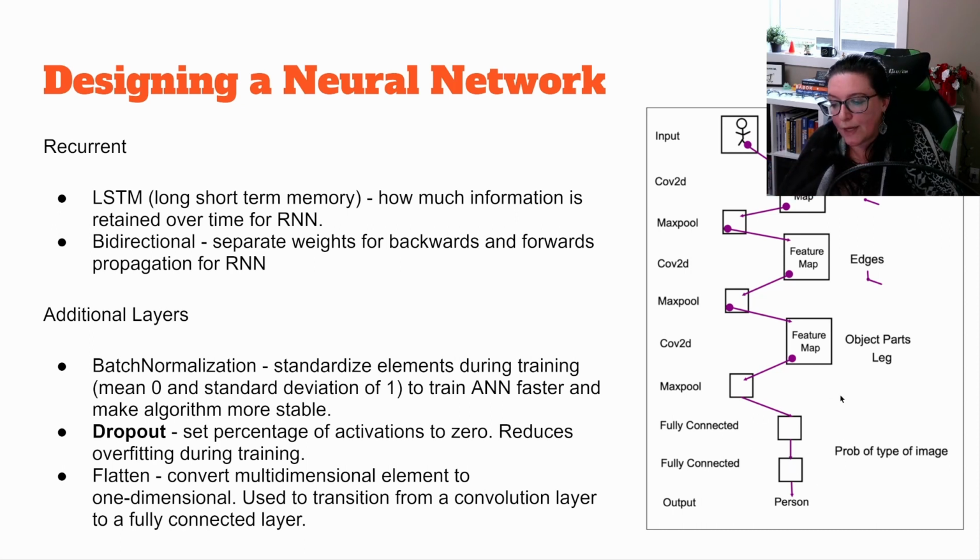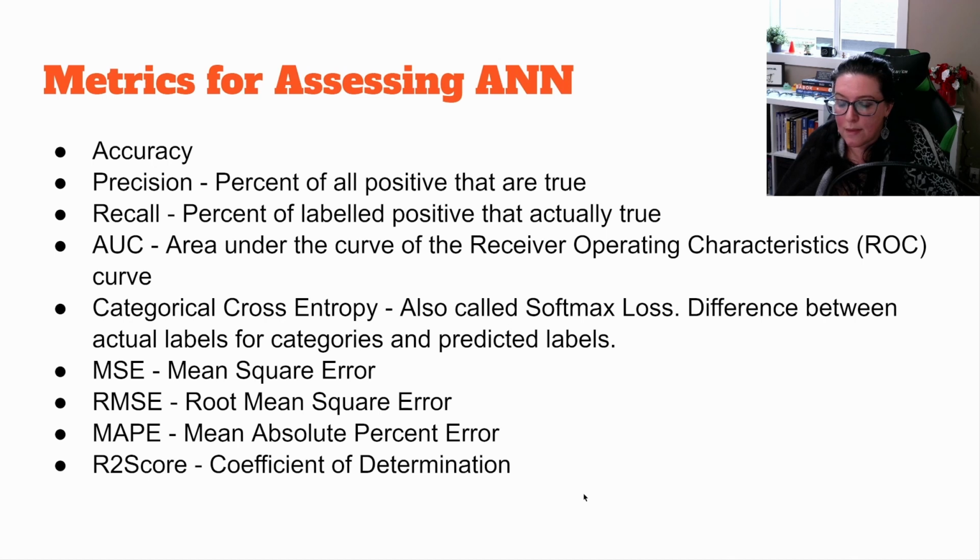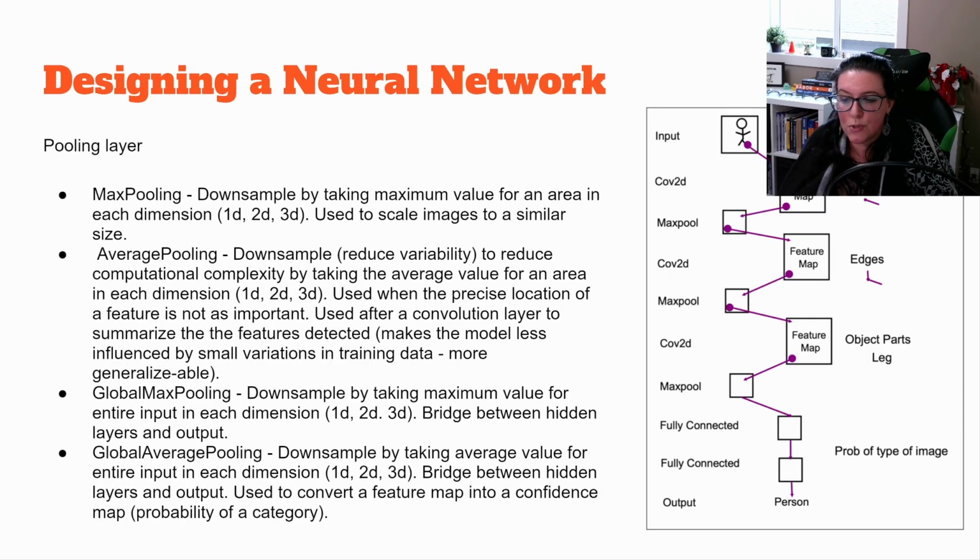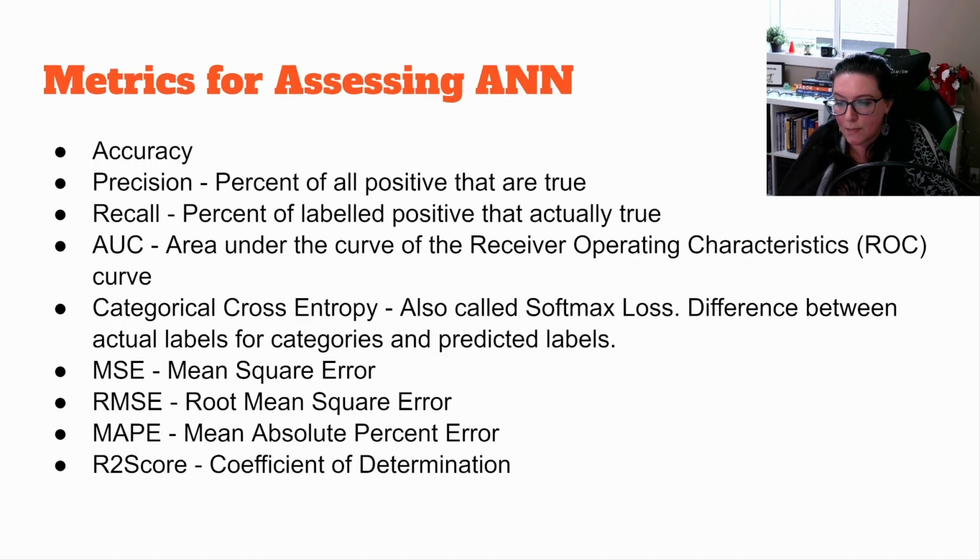And so these are fully connected layers to help us transition to that final output. So in the videos that we're going to do next, we're going to look at how we actually do this in Python, and how we choose these different layers. We'll look at some examples of each. And then to wrap up our discussion here, let's look at some of the metrics we can use to assess our artificial neural networks.